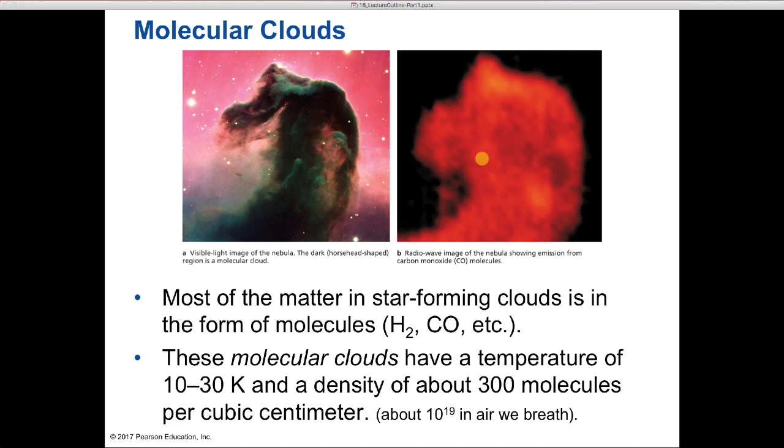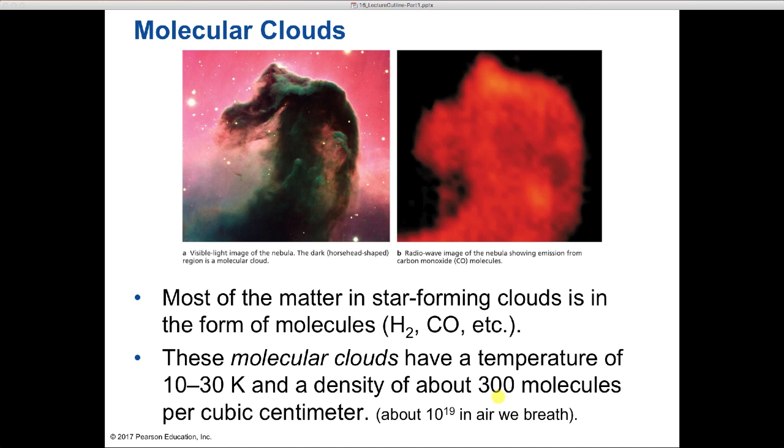So by analyzing clouds, looking at the carbon monoxide and other molecules that these clouds are made of, we find a few things. We find that these clouds have a very low temperature, somewhere between 10 and 30 Kelvin, very, very close to absolute zero. They have a very low density, about 300 molecules in a cubic centimeter. A sugar cube is about a cubic centimeter, so roughly 300 molecules in there.